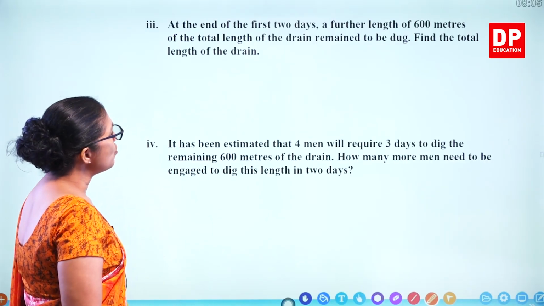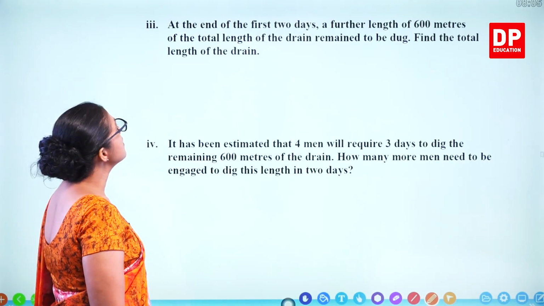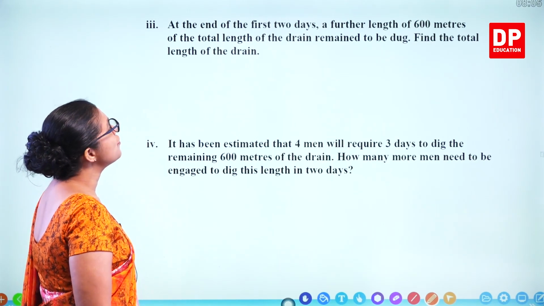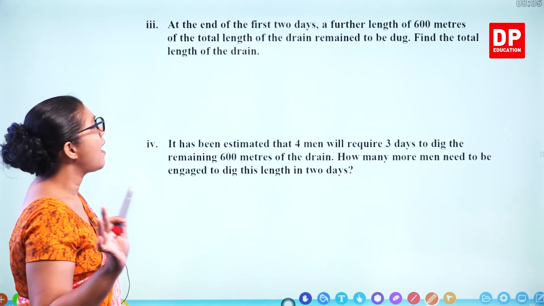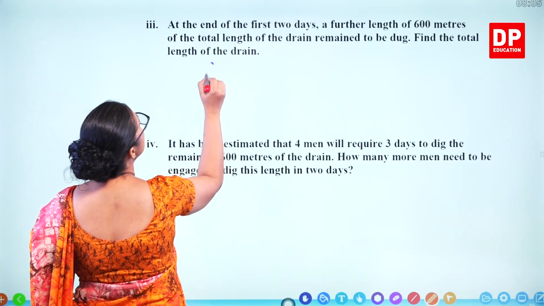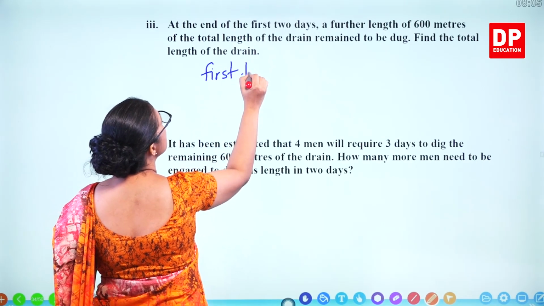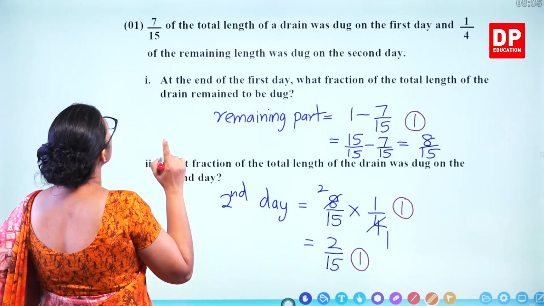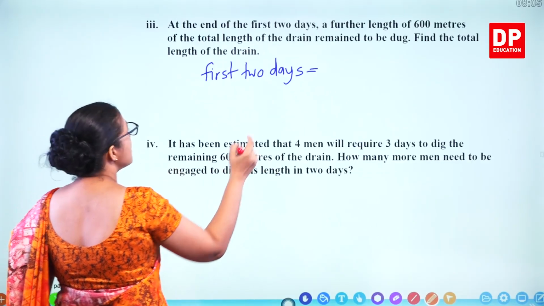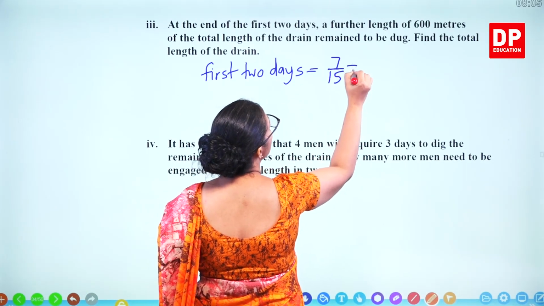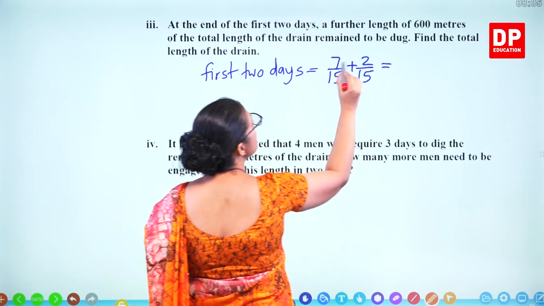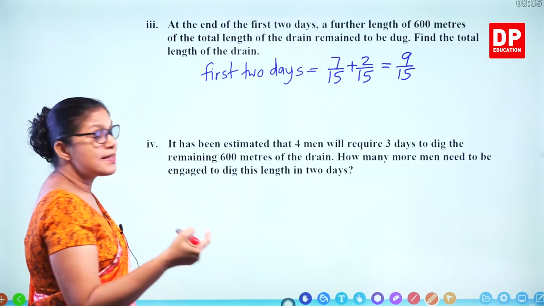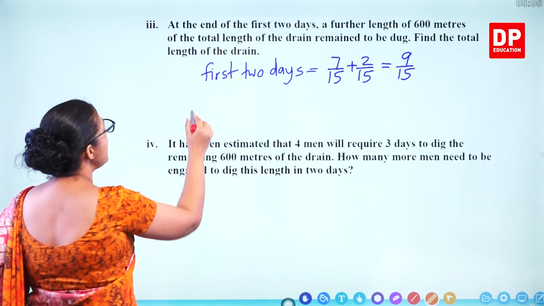At the end of the first 2 days, a further length of 600 meters of the total length of the drain remained to be dug. Find the total length of the drain. So what's the total covered for the first 2 days? First 2 days, 7 over 15 and 2 over 15. Altogether, 7 plus 2, 9 over 15. And what's the remaining after the second day? Remaining part.